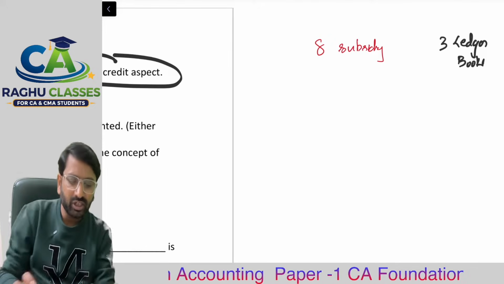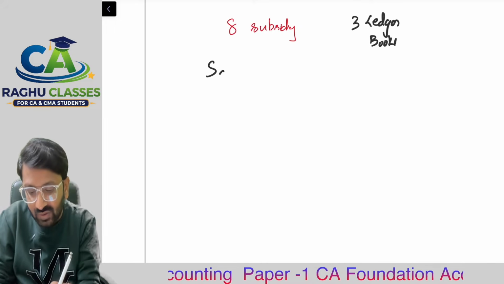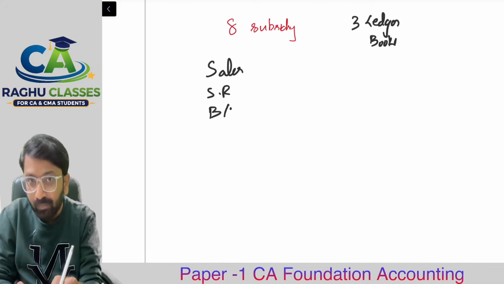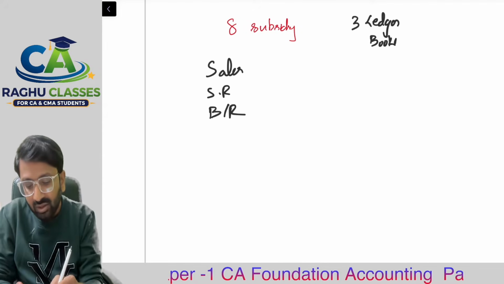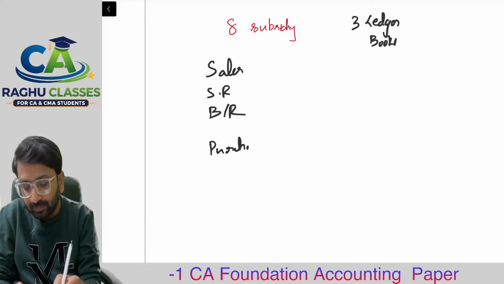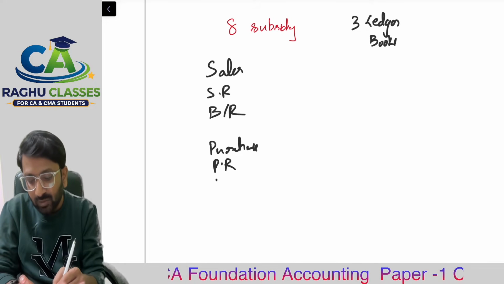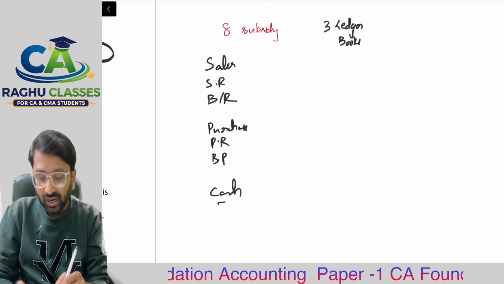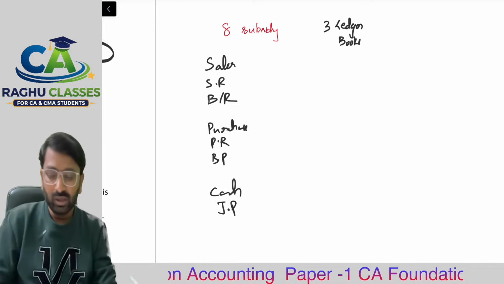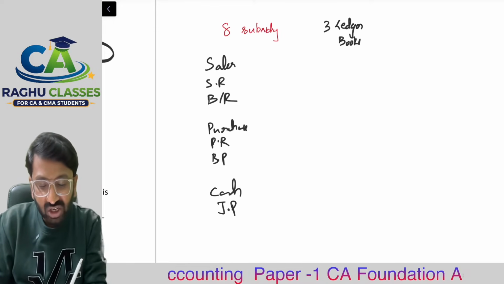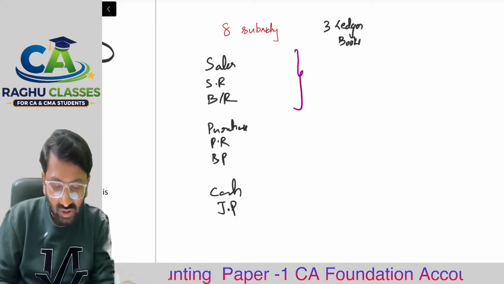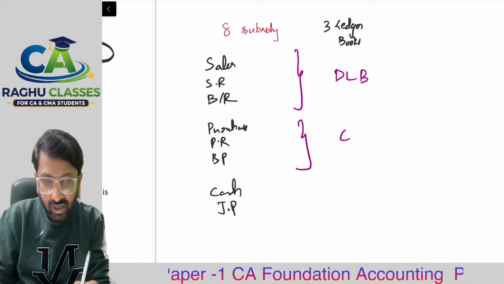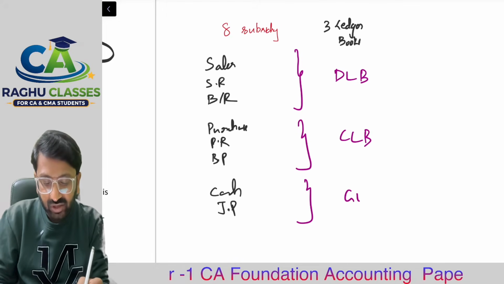Now, these 8 subsidiary books normally include sales book, sales returns book, bills receivable. Then we maintain purchase book, purchase returns book, bills payable book. And apart from that, cash book and general journal. In addition to that, we maintain 3 ledger books: debtors ledger book, creditors ledger book, general ledger book.